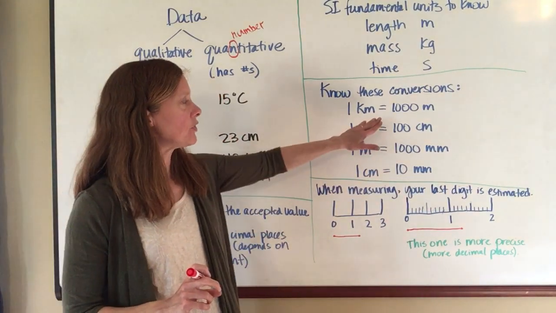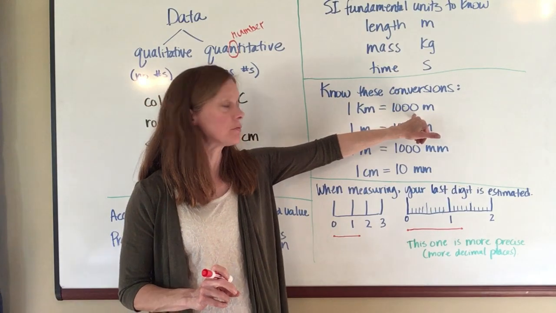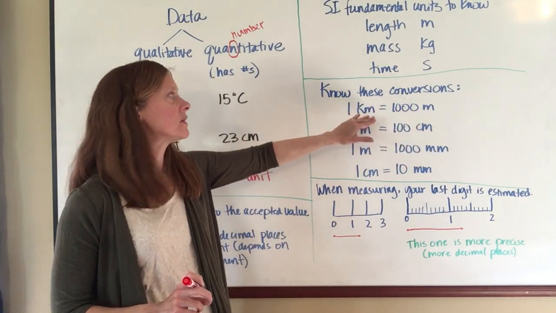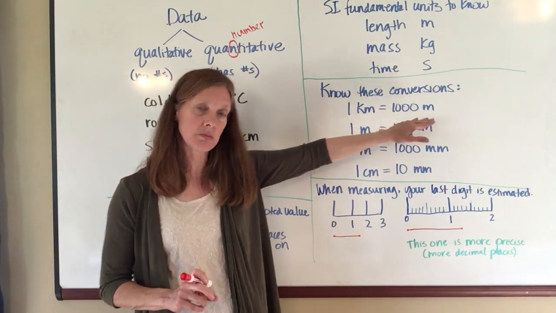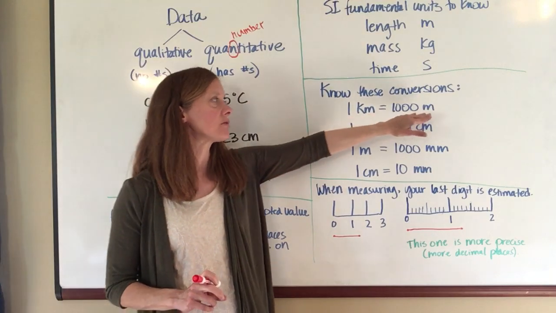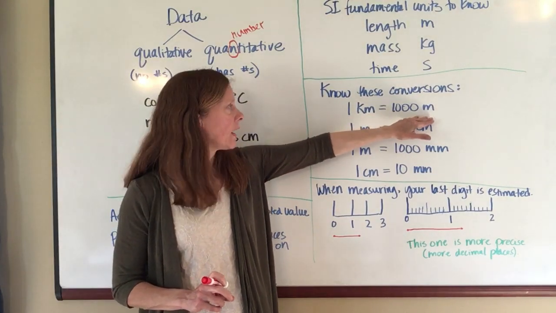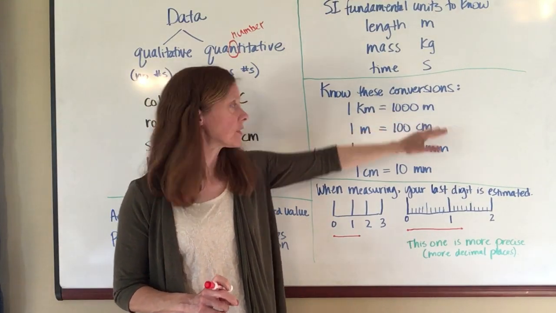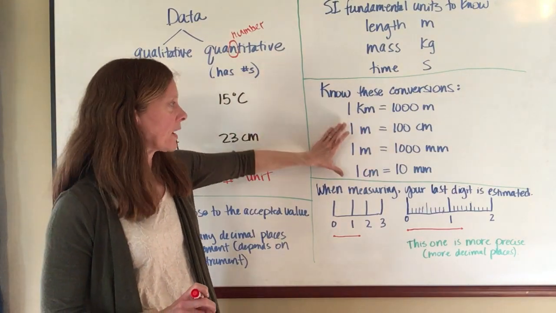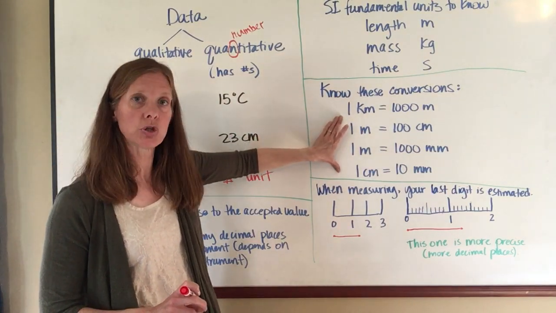Now, obviously, if you know that 1 kilometer is 1,000 meters, you're also going to know that 1 kilogram is 1,000 grams, and 1 kiloliter is 1,000 liters. So I do expect you to know these and to be able to use them.